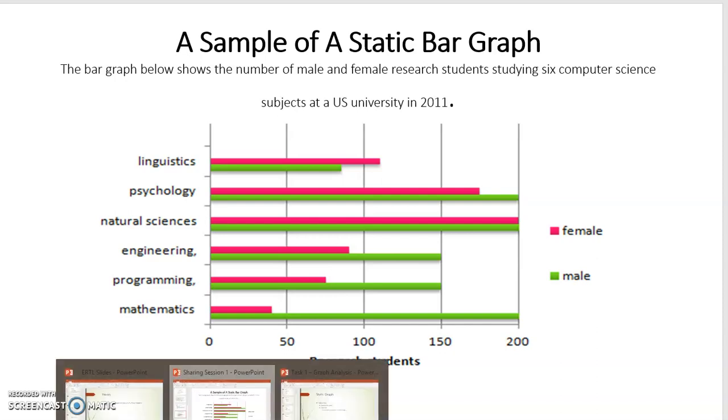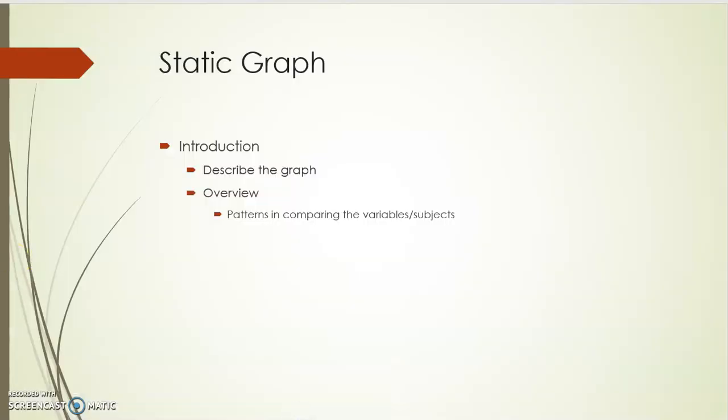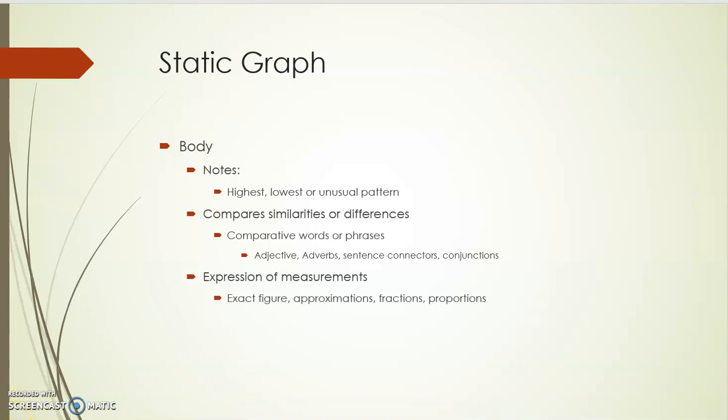Let's look at the body part of the analysis. Now, for the body paragraph or the detailed analysis of a static graph, what you need to include is that you will note the highest or the lowest or the unusual pattern that you can see in the graph. So these are detailed explanations or detailed analysis of the graph. You will also be comparing similarities or differences.